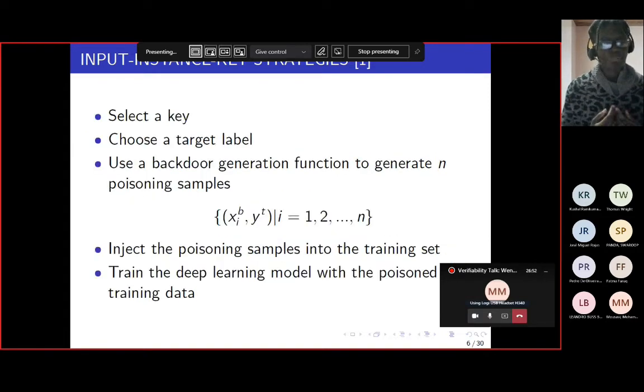So from this example, we can construct how to implement the input instance key strategy. Again, you need a backdoor key. Once you have a backdoor key, you can choose a target label. Then using your backdoor key, you can use a backdoor generating function to create your backdoor instances. This is where you can generate n poisoning samples. Once you've generated your backdoor instances, you can inject the poisoning samples into your training set, and then train your deep learning model with that poisoned training data.